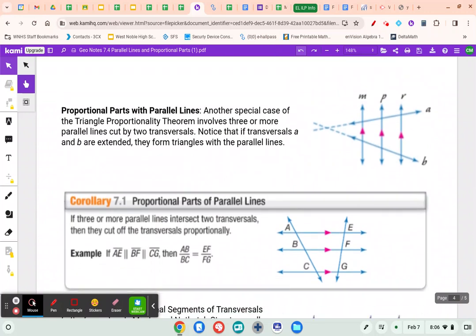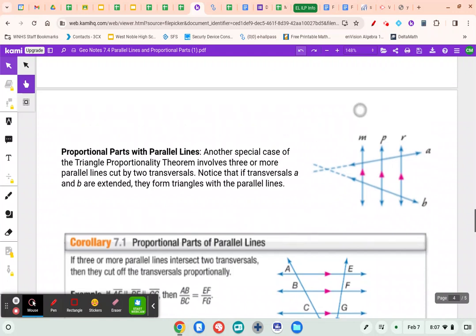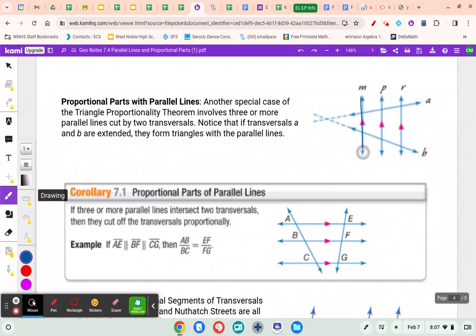Okay, so we have proportional parts with parallel lines. Another special case of the triangle proportionality theorem involves 3 or more parallel lines cut by 2 transversals. So you have your parallel lines here, 1, 2, 3, and there are 2 transversals. If you notice, these transversals get extended, they will form a triangle. So that's what it says here. Notice that if transversals A and B are extended, they form triangles with the parallel lines. So there's actually multiple triangles. You have one big one, and then you have a bunch of little ones.